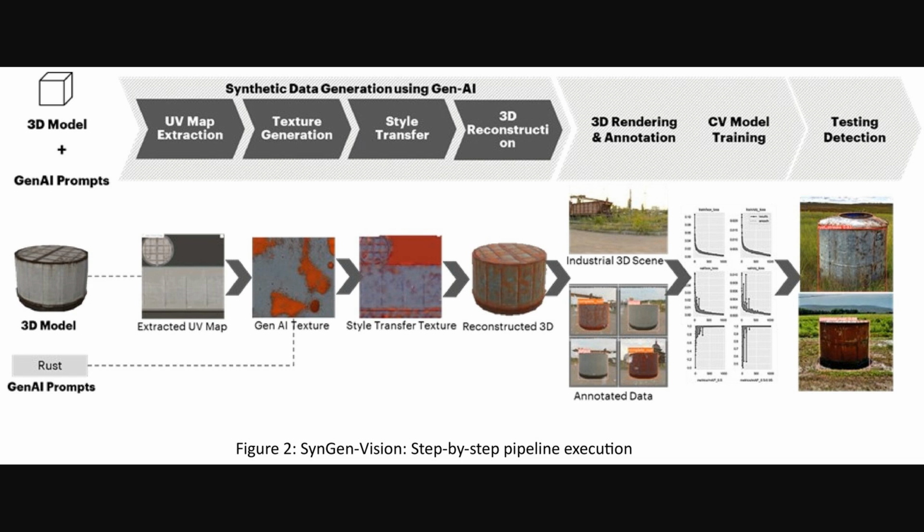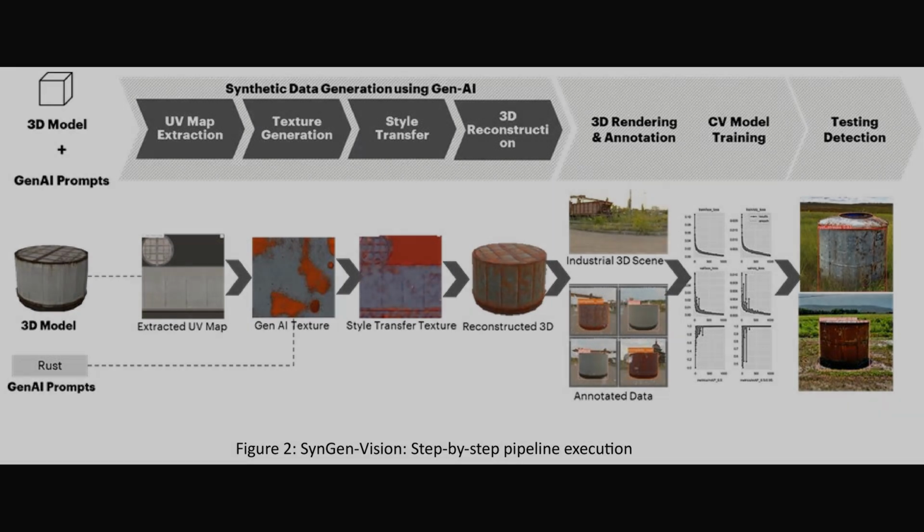Alright. The previous figure outlined the overall pipeline blocks. Figure 2 shows the step-by-step execution, which starts with the 3D model and prompts, then moves through UV map extraction, texture generation, style transfer, and 3D reconstruction. The right side displays rendering and auto-annotation, followed by training plots and final detections on real images. The sequence matters because each stage preserves surface details while adding realistic rust, so the detector learns from clean, labeled views.